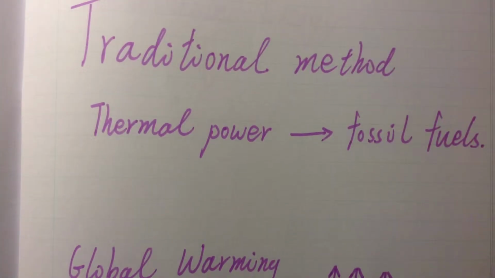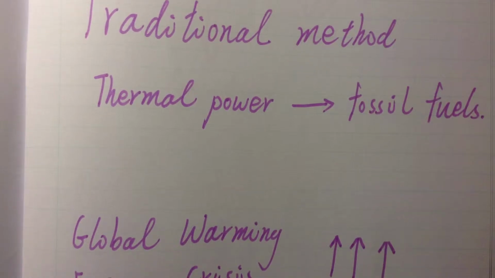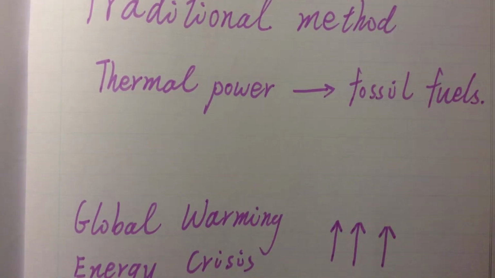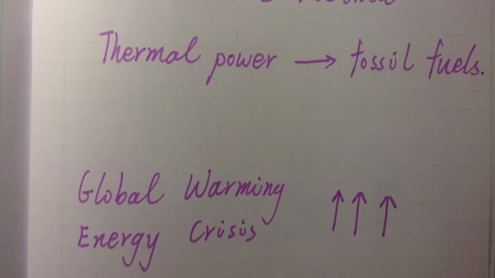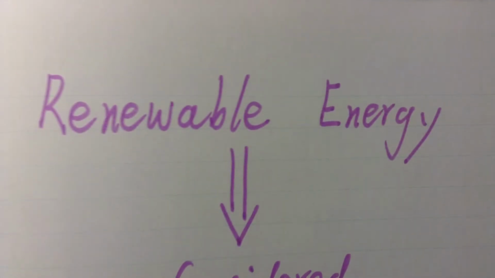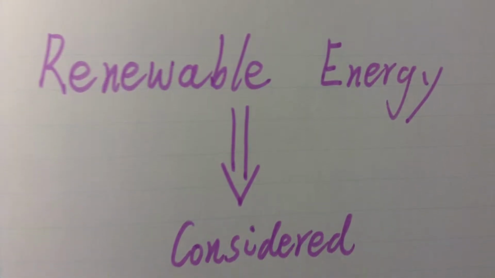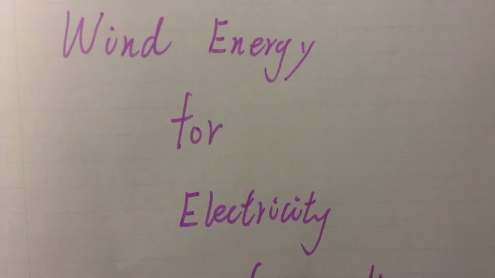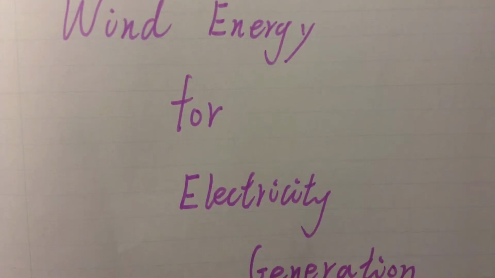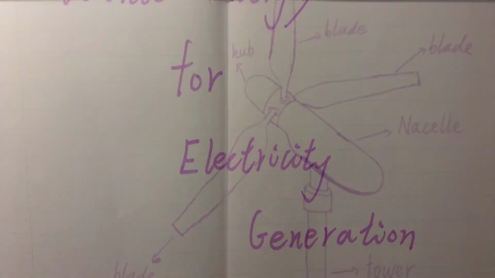The traditional method for electricity generation is thermal power, which is using fossil fuels. However, global warming and energy crises are exacerbating. So, using renewable energy for electricity generation should be firstly considered. In my video, I'll introduce the process of wind energy for electricity generation.